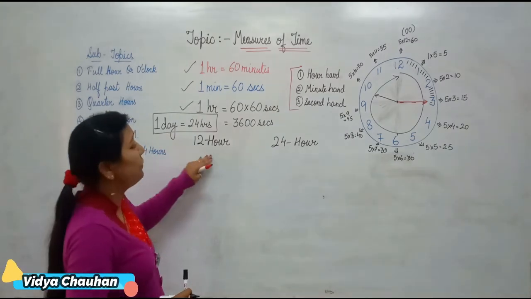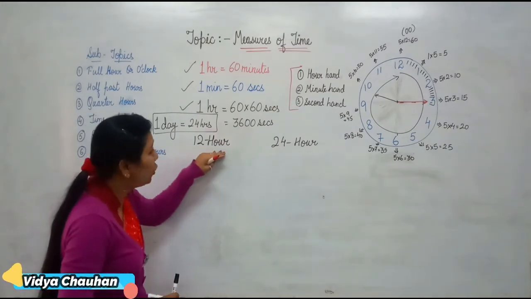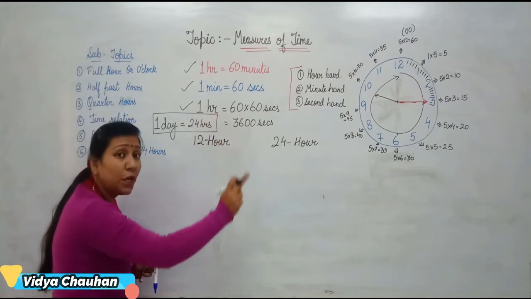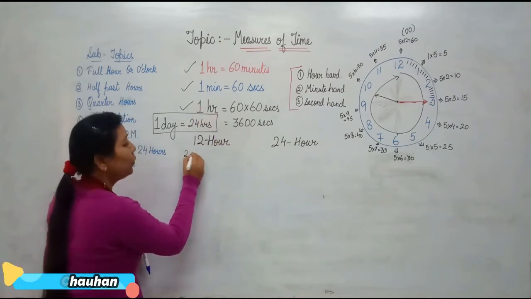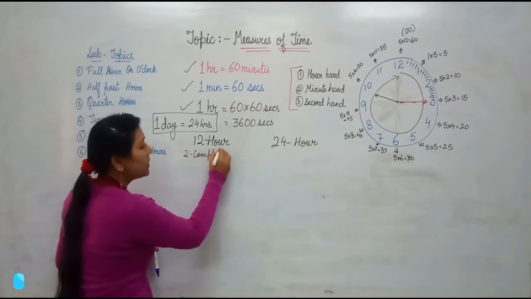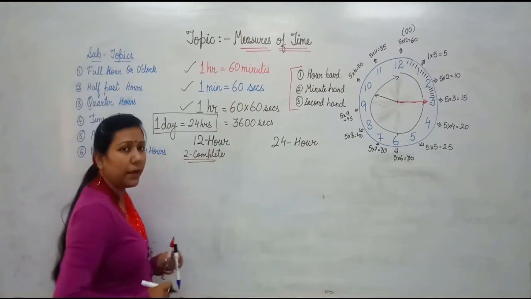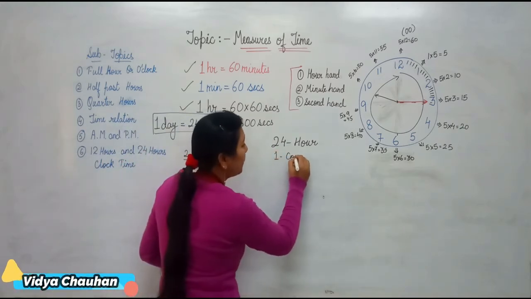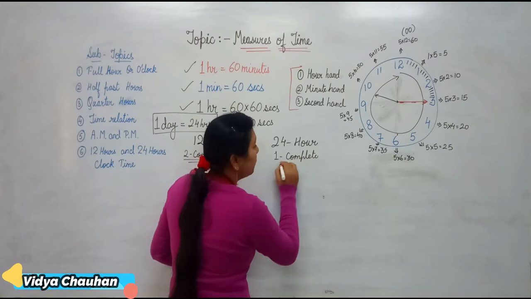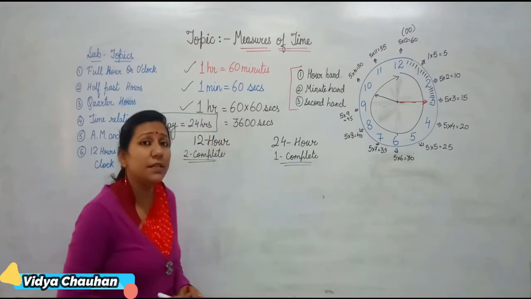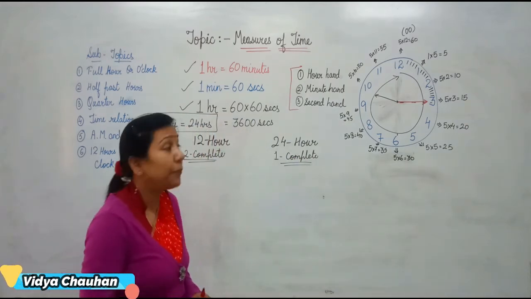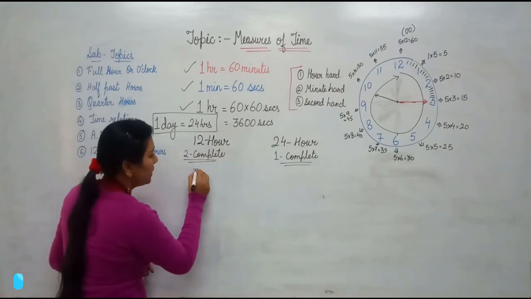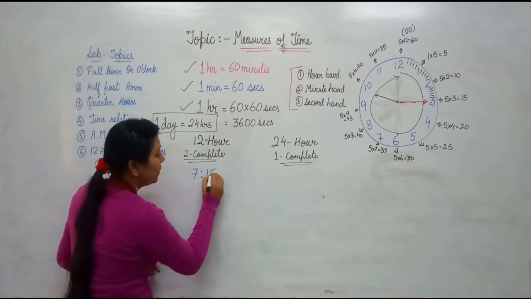So if we talk about the clock, if we talk about the 24-hour clock, that means 12 hours plus 12 hours. That means there will be 2 complete rounds of the hour hand. Then it becomes a 24-hour clock. And if there is only 1 complete round, then it is considered a 12-hour clock. Now let me take an example for the 12-hour clock. Suppose your time is 7:15 AM.